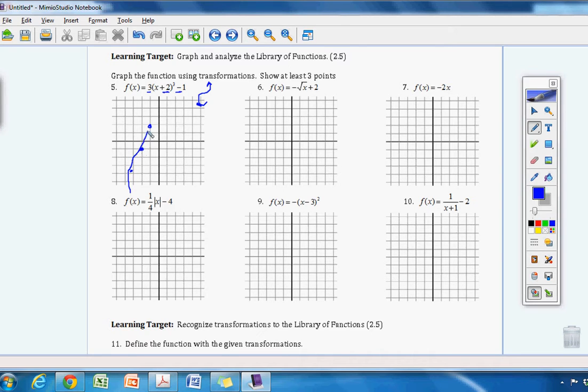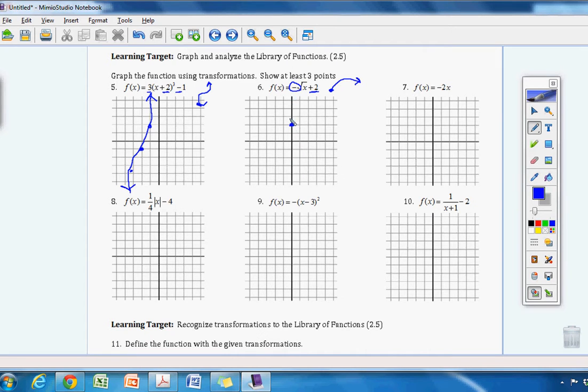Oh gosh, especially on here, this is terrible. And it should look like a cubic function. Okay, a square root function typically in the library is looking like that. But I have a flip happening and I'm moving up 2. So I'm going to go directly up to 2.